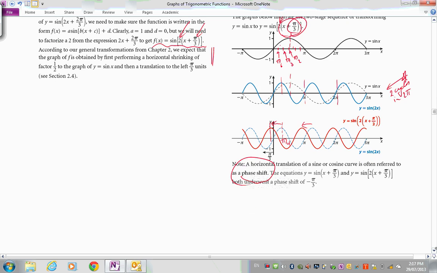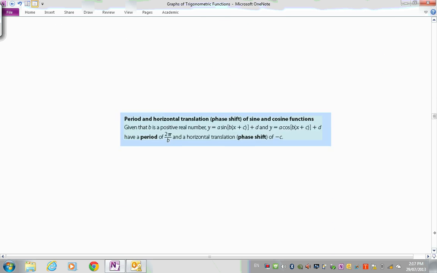Let's go down and look at some more. Here we are. Period and horizontal translation, or phase shift if you want, of sine and cosine functions. Now, this is an interesting one. The x translation is the opposite sign to this, so it's neg c. And this number in here gives us the number of cycles, doesn't it? We multiply x by b, there will be b cycles now in 2 pi. So therefore the period, 1 cycle, will be equal to 2 pi divided by b.